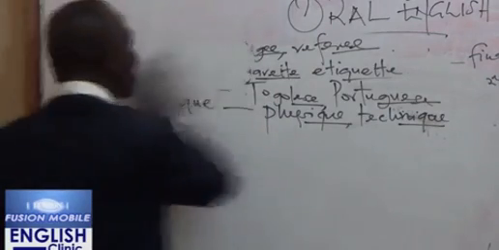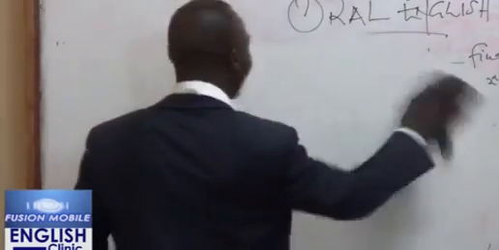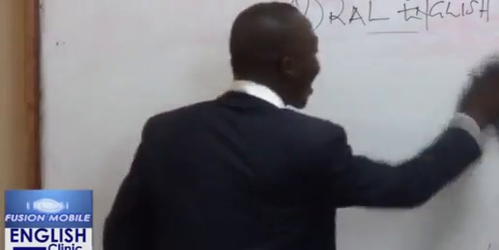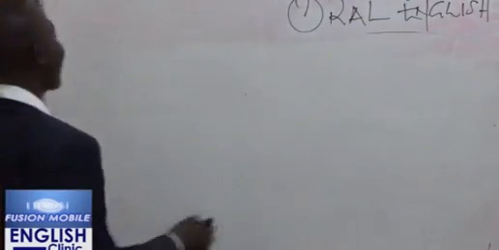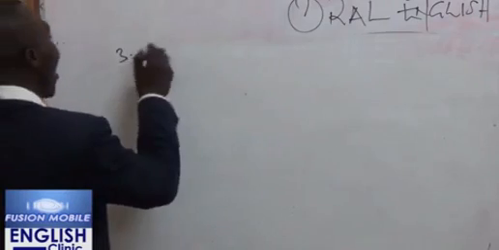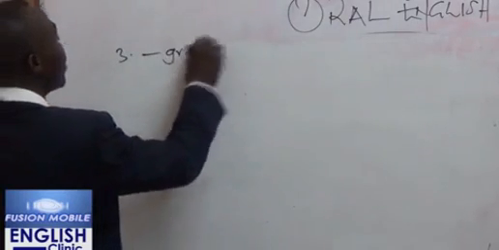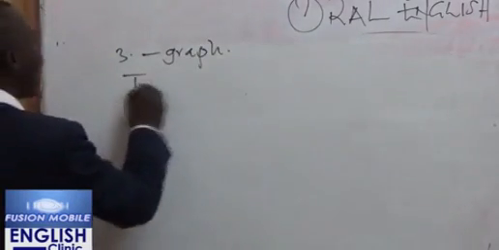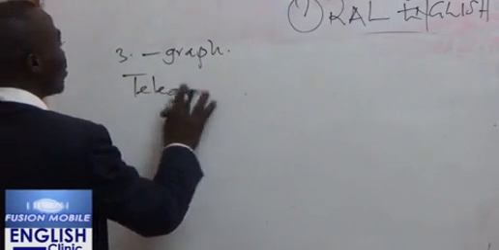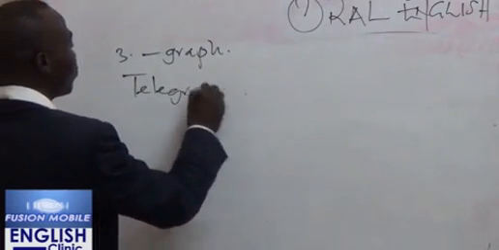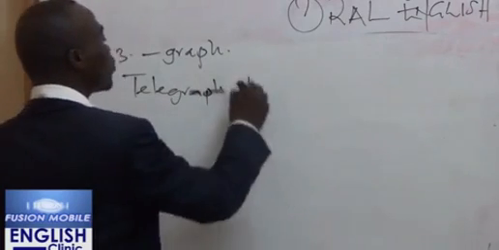Now we look at the next one, that is number 3. Number 3, we want to consider words ending with the suffix graph. When you have words ending with the suffix graph, such as telegraph, photograph.